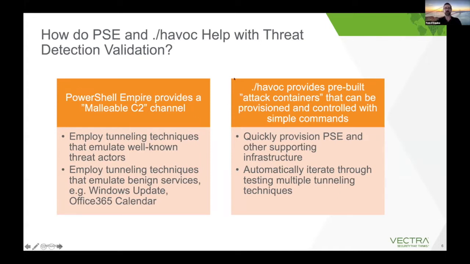Okay, and in terms of how Havoc helps, basically we provide pre-built attack containers and an API to make it easy for you to quickly provision the PowerShell Empire container and all the supporting infrastructure. You're able to automatically iterate through testing multiple tunneling techniques just by sending commands to the container via the API, and all of the infrastructure, everything you need, is just deployed and set up for you really, really easily.